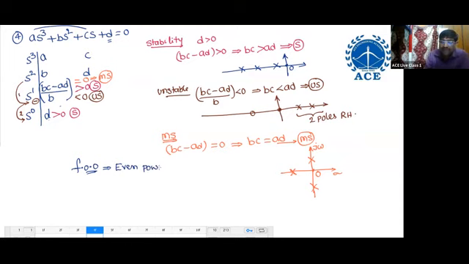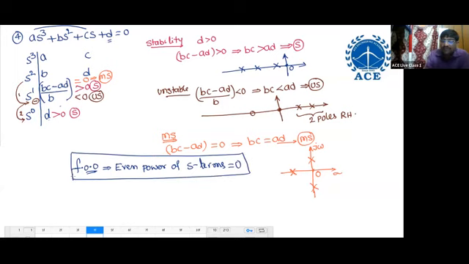Even power of S terms equal to 0. So it is valid for only a third order system. What are the even power of S terms? BS square plus D equal to 0.